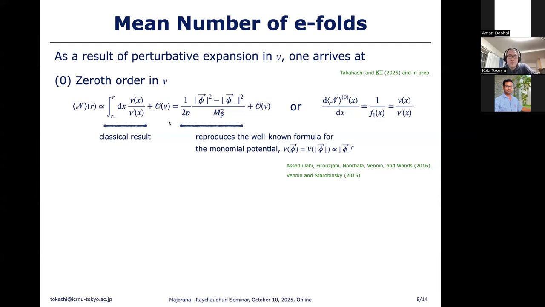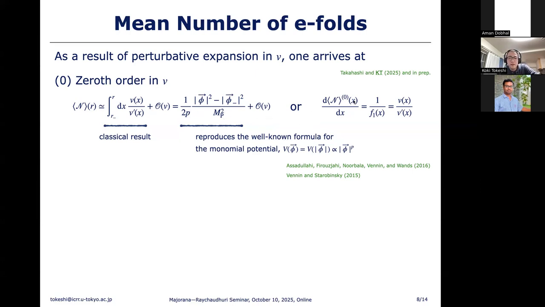I should say that this consistency check is not a new result, but it's already confirmed by some previous works. But anyway, at the leading order in the noise, the well-known formula for the number of e-folds is correctly reproduced. And in particular, if you assume the monomial potential, which depends only on some power of the absolute value of the fields, again, the well-known formula for the number of e-folds is reproduced. So this is our first consistency check.